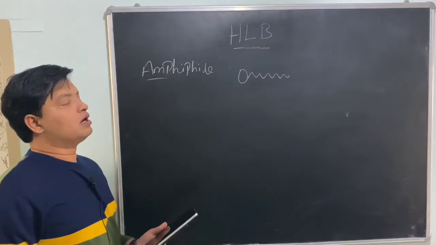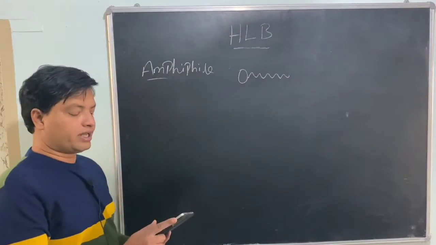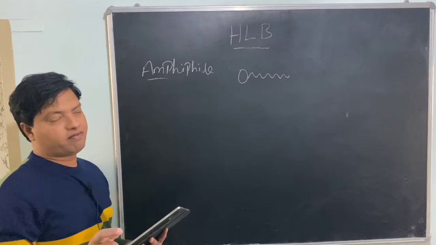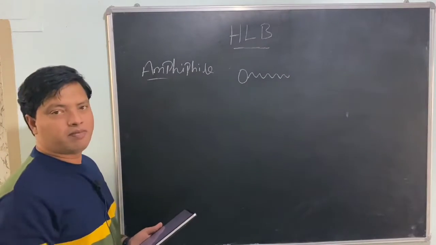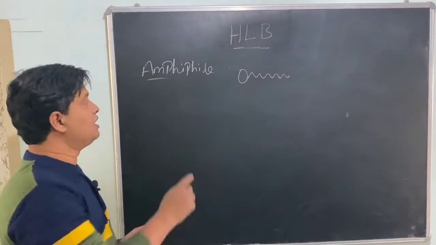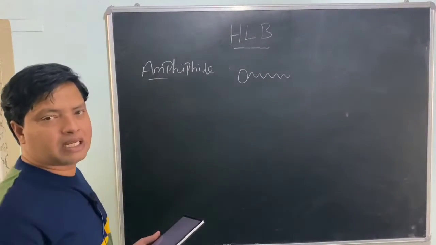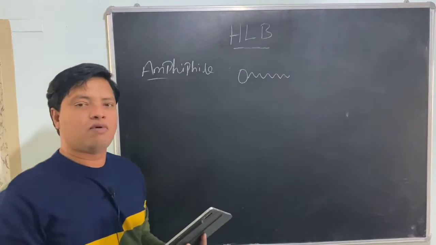Hi, today we are going to learn about HLB values, hydrophilic lipophilic balance, in the context of GPAT. In a short way, try to learn this. Before starting, what is this HLB value, you need to understand about an amphiphile. What is an amphiphile? Amphi means both, philic means loving. It has love towards both the phases, that is oil and water phase.